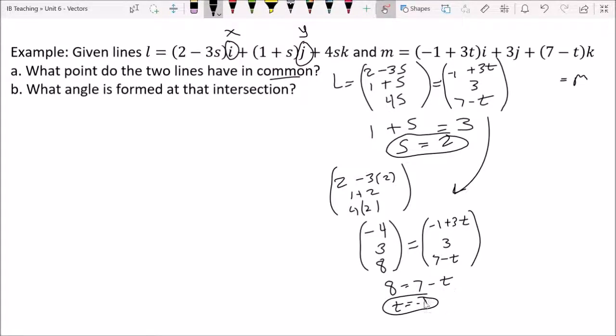Like 7 minus -1 is 8. Some people here go, wait a minute, if s is 2 and t is -1, those don't match. That's okay. They're different variables. They don't have to match. So what we have right now, we know that t is -1. We need to get the same value of t out of this equation. So let's see if we do.